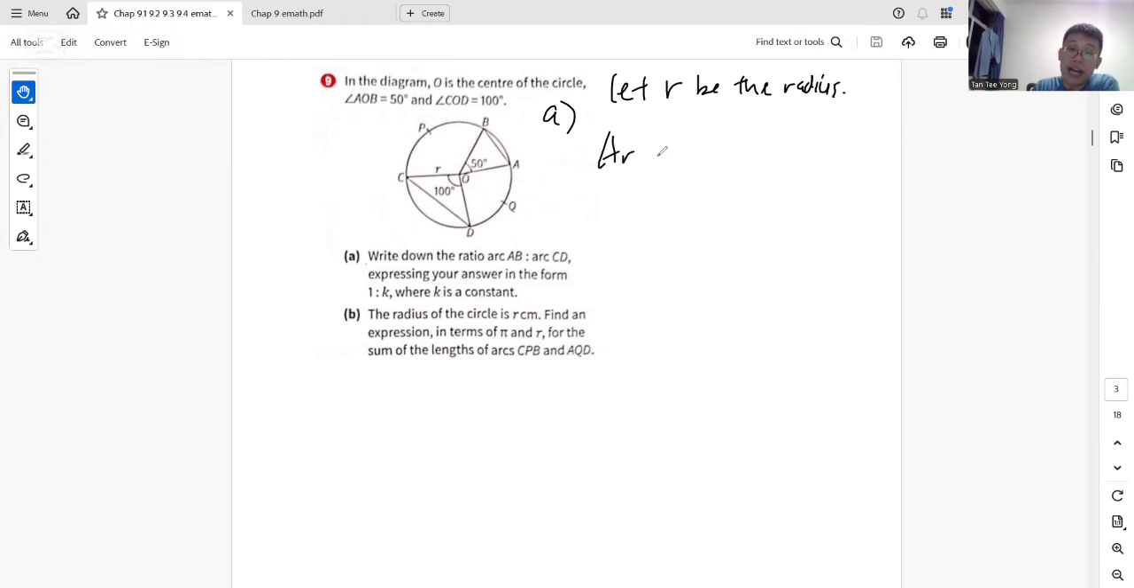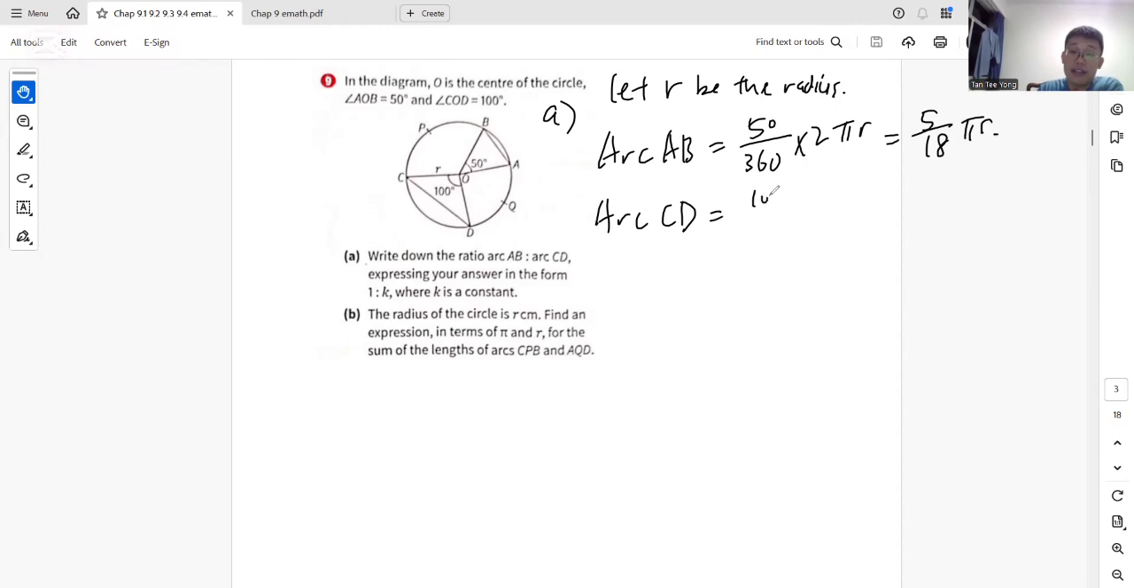If I want to find arc AB, what is it? 50 over 360 times 2 pi r. This will give me 5 over 18 pi r. Next, arc CD is 100 over 360 times 2 pi r, and this will give me 5 over 9 pi r.